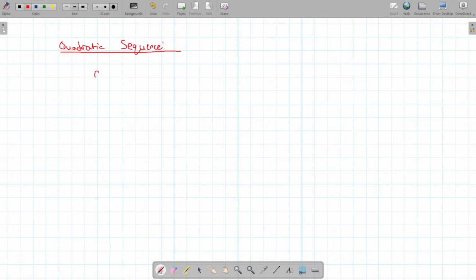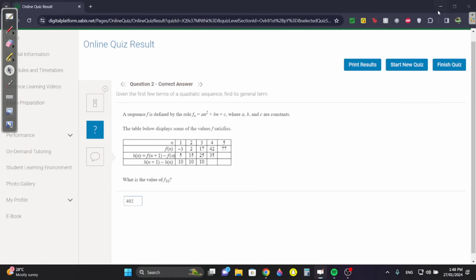The quadratic sequence is represented by an squared plus bn plus c. Very similar to, remember, we used to have ax squared plus bx plus c. This whole sequence thing is just replacing x with n, if you realize, by the way. Okay? So it's an squared plus bn plus c. How do you find a? How do you find b? How do you find c?